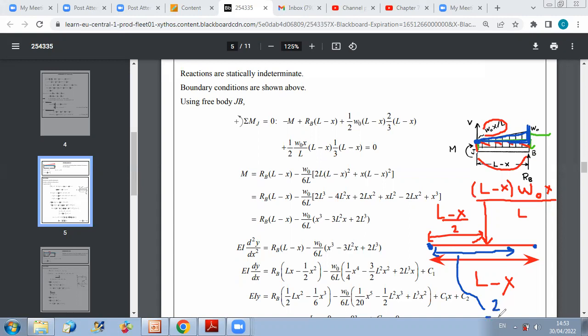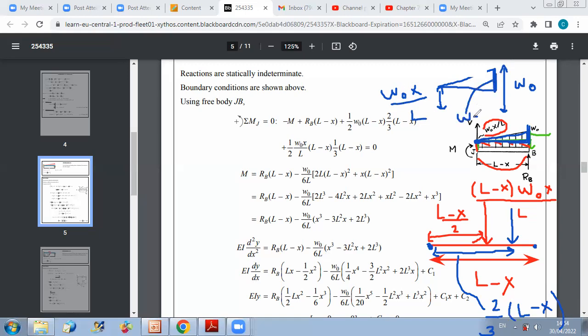So this distance is 2 over 3 times L minus x. And the value of the force of the triangle is base times height over 2. So it's L minus x times this distance. This distance is the difference between omega 0 and omega 0 times x over L. Look, this is your triangle. The whole distance here is omega 0, while this distance is omega x, and it is already found: omega 0 times x over L. So what is the length of this side, which represents the height of my triangle? It's the difference between these two, so this is omega 0 times 1 minus x over L.